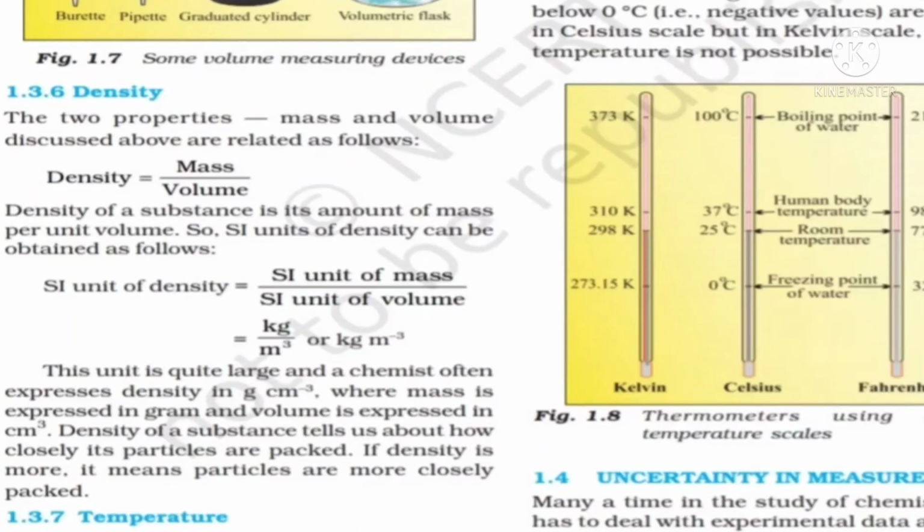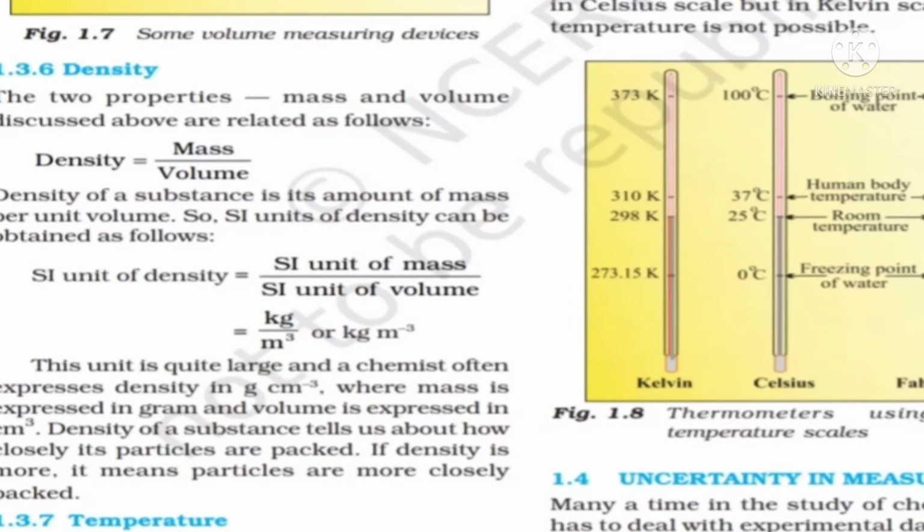And this unit is quite large, and chemists often express the density in gram per cubic centimeter. That is g cm raised to minus 3. And density of a substance tells us about how closely its particles are packed. If density is more, it means particles are more closely packed.